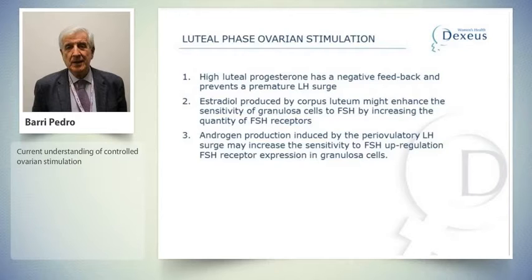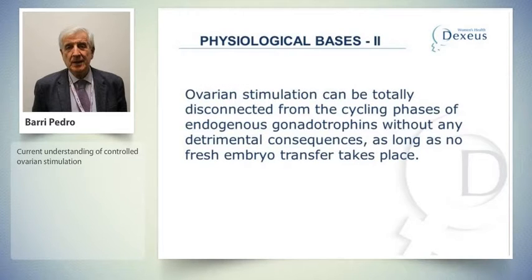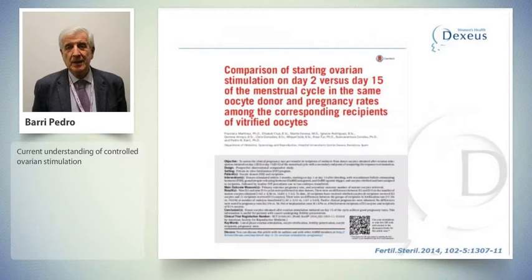Another strategy is being used in China, what they call the Shanghai protocol. They use it as a routine, they have thousands of cases treated with luteal phase ovarian stimulation, embryo freezing, and deferred embryo transfer. And we have also used it, and published, as you will see, in an oocyte donor setting. By using this protocol, ovarian stimulation can be totally disconnected from the cycling phases of endogenous gonadotropins without any detrimental consequences as far as pregnancy rate, as long as no fresh embryo transfer takes place.